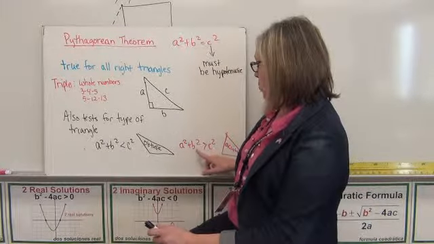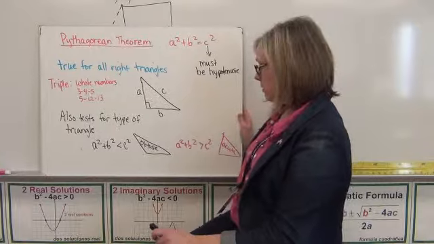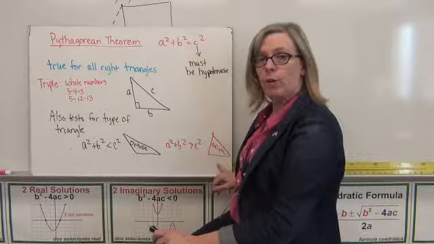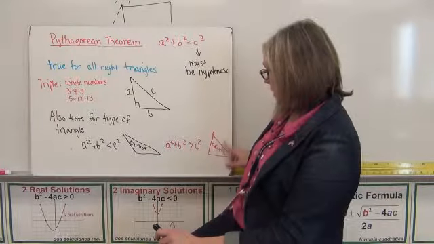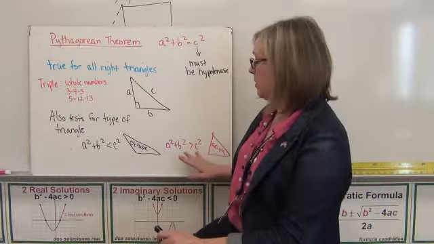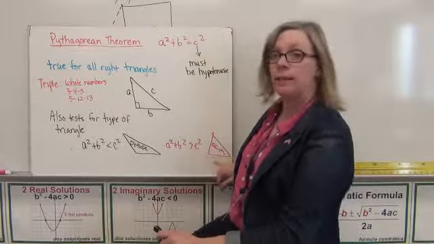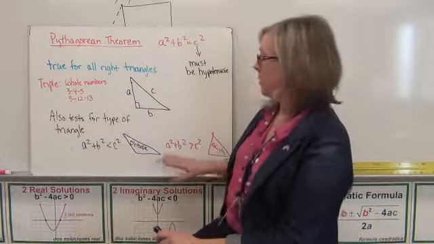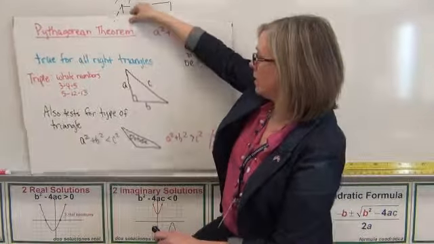If a squared plus b squared is bigger, so c squared is too small, then I have an acute triangle. Okay, because it had to shrink in order to reach over here and match up to c. So if c is too big, the angle's obtuse. If c is too small, the angle's acute. Okay? So you will have to try those out with different numbers.